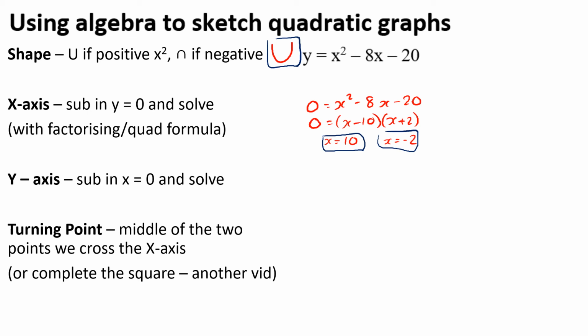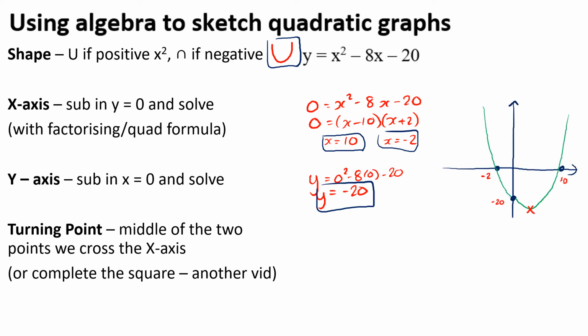So to start off, we should be going through the x-axis at 10 and minus 2, through the y-axis at minus 20, and that will give us the following sketch. And then the turning point is going to be halfway between 10 and minus 2, which should be at x equals 4. Sub that into the y equation and you'll get that the y coordinate is minus 36 for that turning point. Have a look at your coordinates and make sure they make sense. That turning point is below minus 20 because obviously minus 36 is less than minus 20. The coordinates are in the right place, minus 2 is on the left side of the x-axis and so on. And yeah, it's a good sketch.